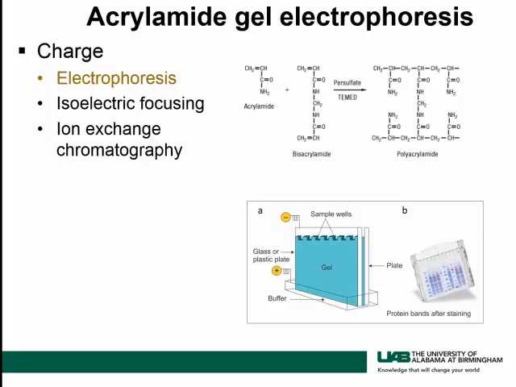And so they're going to migrate from the negative pole to the positive pole based on the net charge that they have on them. Okay, and when you stain the gel after running it, you will see an array of proteins right here based on their migration using the net charge that is on each one of them.